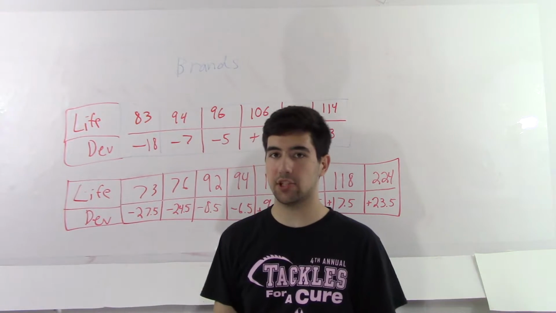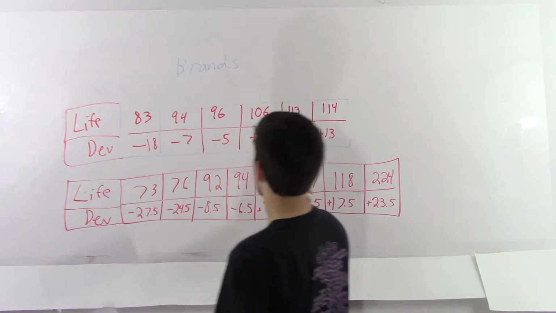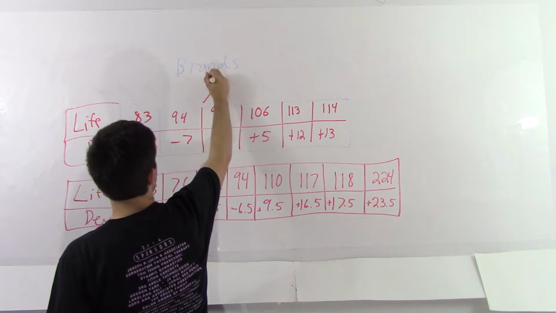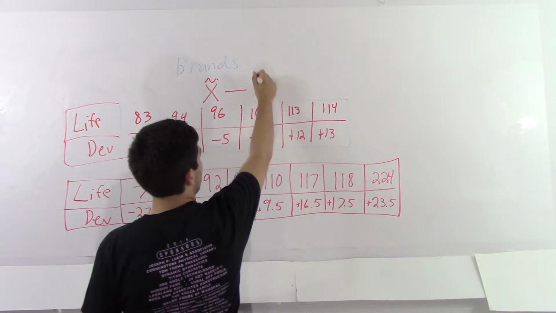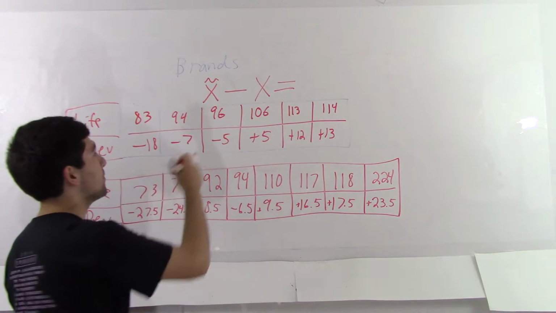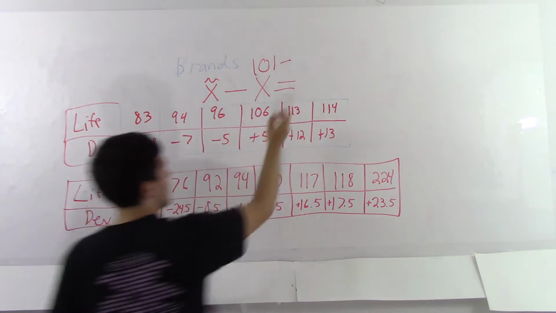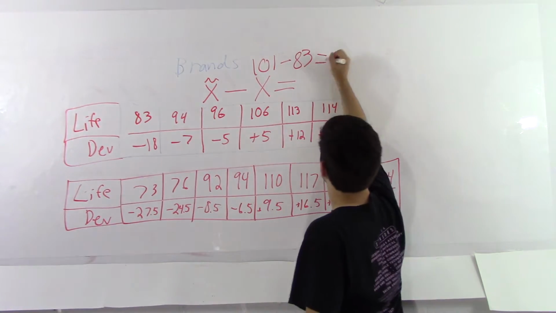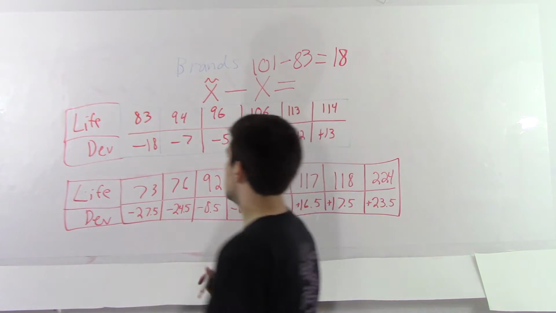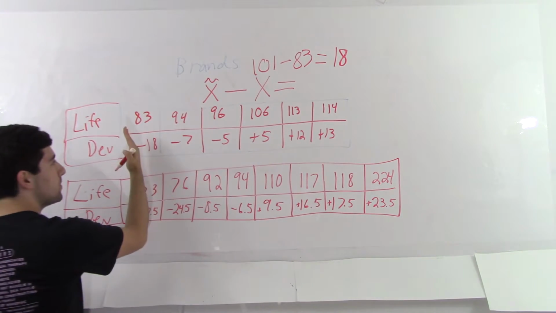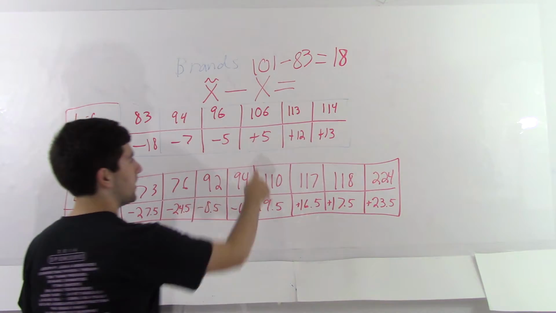So what is the deviation from the mean? The deviation from the mean is literally the mean, which is represented by this, x with a little squiggle line over it, minus our point, which I'm going to represent by x. So our mean for brand A is 101, and let's say our point was 83. So our deviation from the mean is 18, or our point is 18 less than the mean. So here, whenever it's to the left of the mean on our dot plot, it's going to be denoted by a negative sign. Whenever it's to the right of it, it's going to have a positive sign.